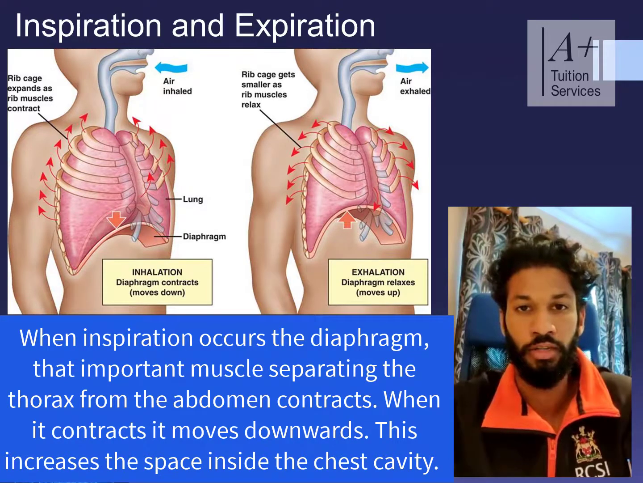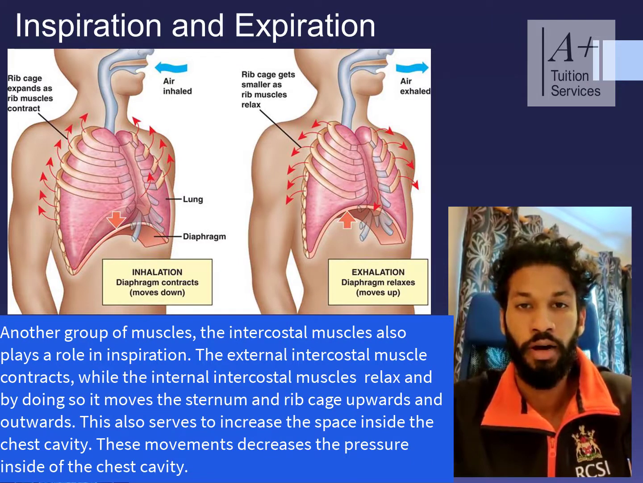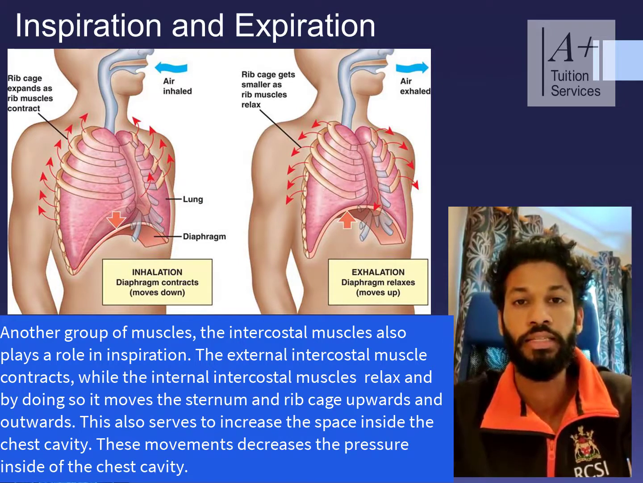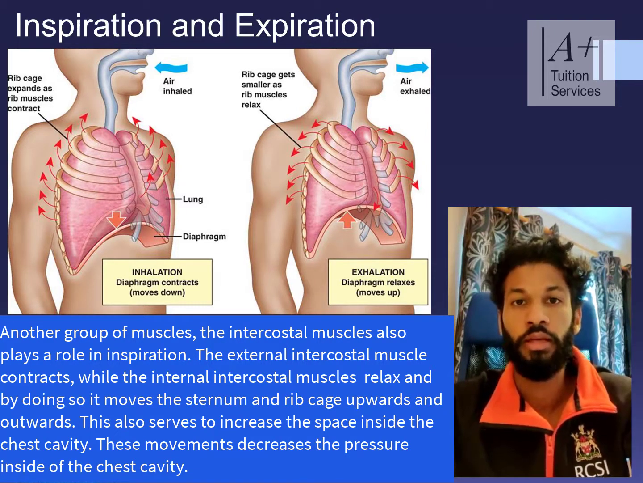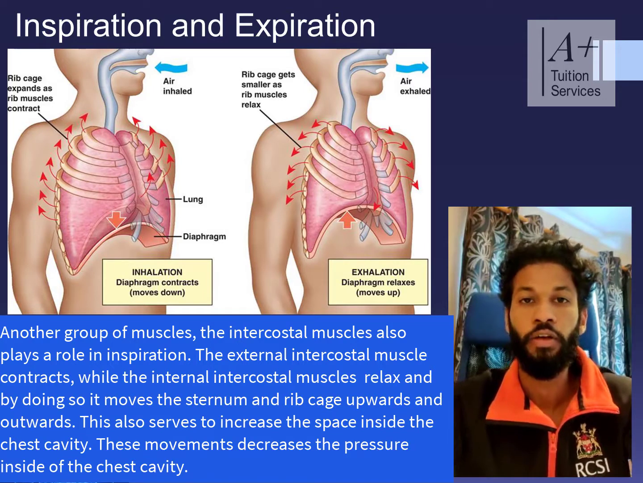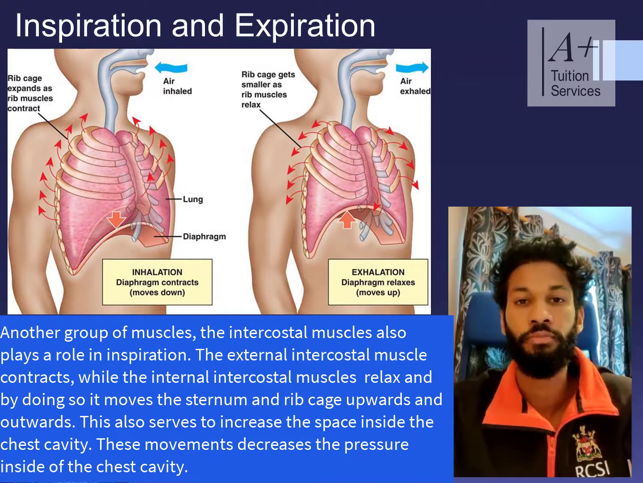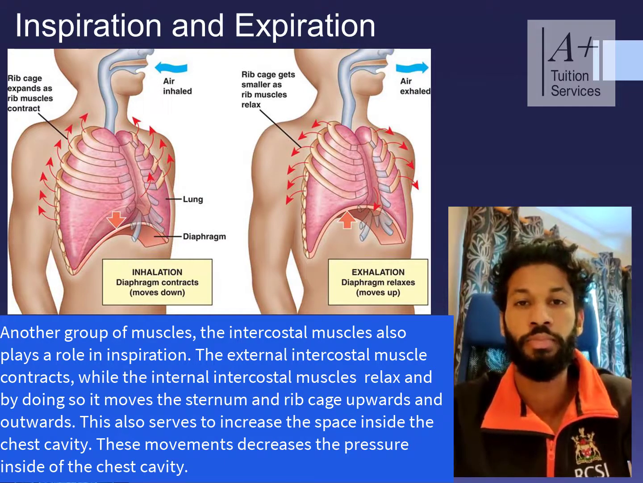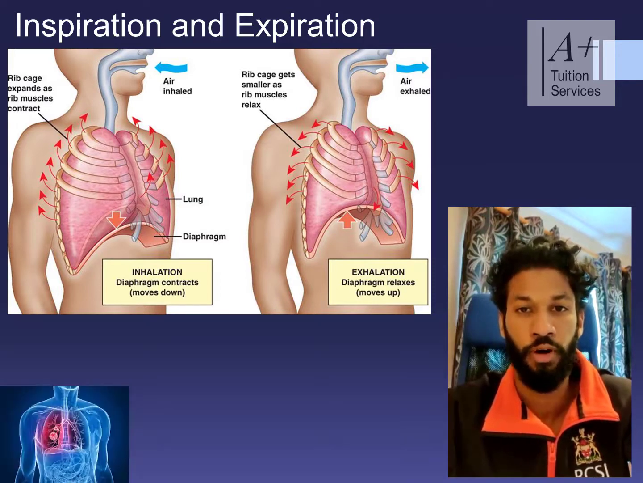Another group of muscles, the intercostal muscles, also play a role in inspiration. The external intercostal muscles contract, while the internal intercostal muscles relax. By doing so, they move your sternum and rib cage upwards and outwards. This also serves to increase the space inside your thoracic cavity. Both these movements decrease the pressure inside your chest cavity to a level below the atmospheric pressure outside of the body.